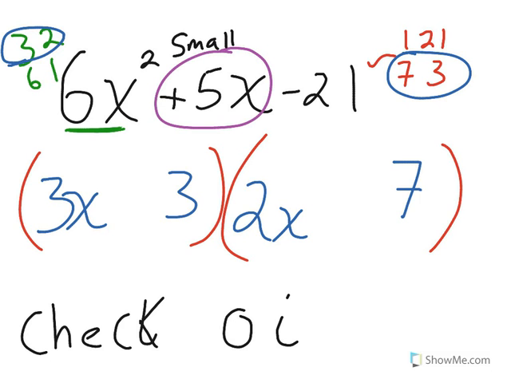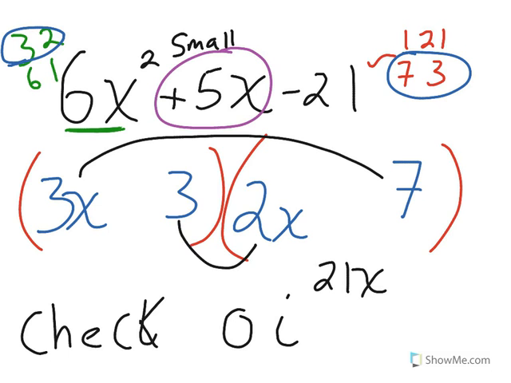So I'm going to try 3x and 3 and 2x and 7. And I'm going to check my work by doing the OI. So I'm going to multiply 3x times 7. That gives me 21x. I'm then going to multiply here, and that gives me 6x. Because of this minus sign, I'm going to be subtracting. Is there any way to subtract 21 and 6 and get 5? Well, no. This is going to give me 15x, no matter how I subtract it.